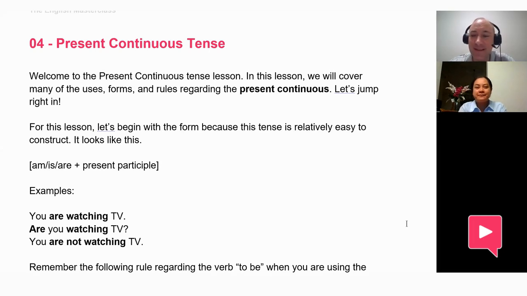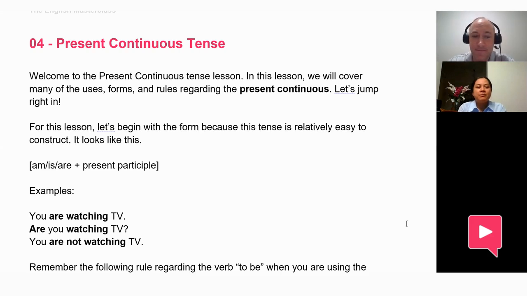So today we have Module 4, Present Continuous Tense. So I guess, why don't you tell me, what do you know about the present continuous tense? When do we use the present continuous tense, or what do we use it to express?